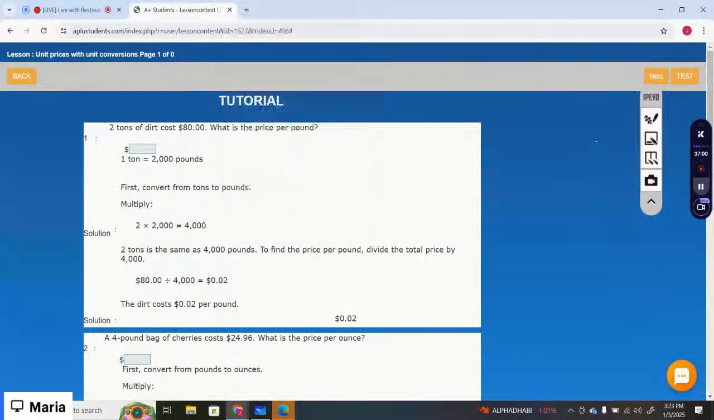And that means 4,000 pounds. $80 divided by 4,000 equals $0.02. That means the price per pound is $0.02. Let's just start with the test questions.